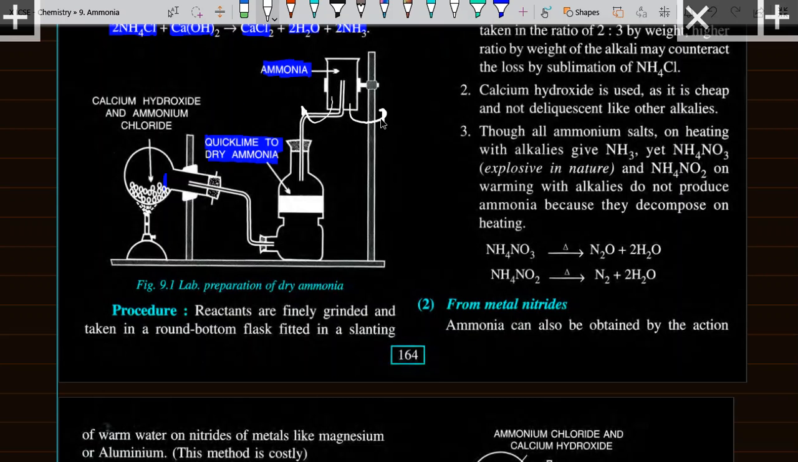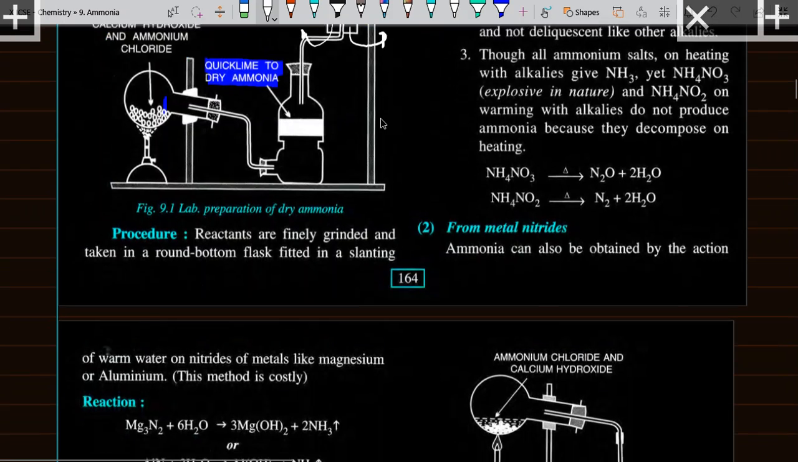Why downward displacement of air? Because it is lighter than air. HCl was heavier, this is lighter.